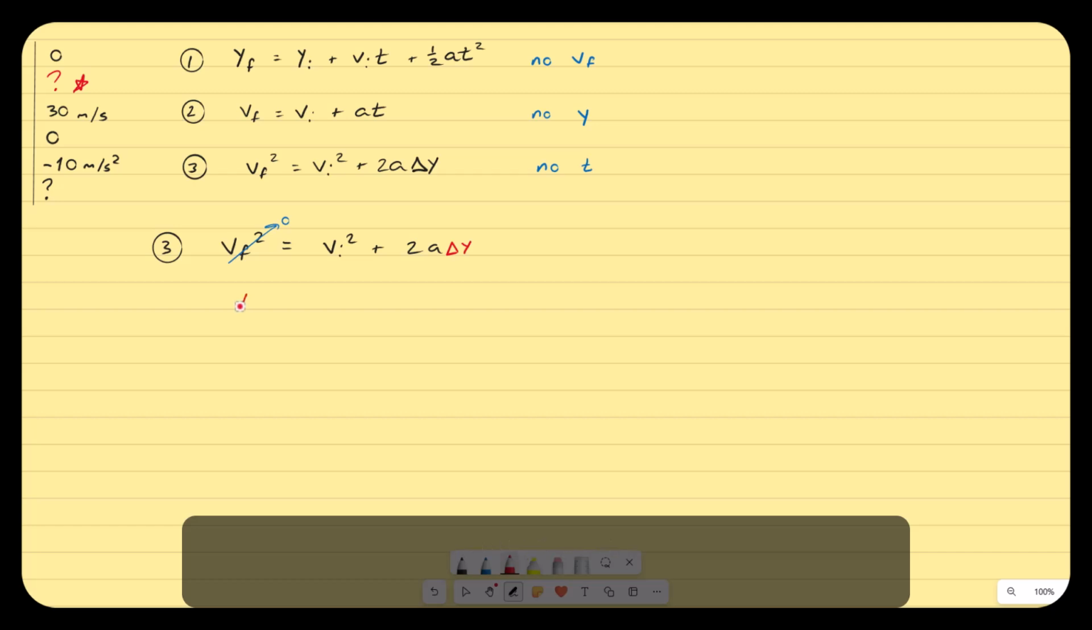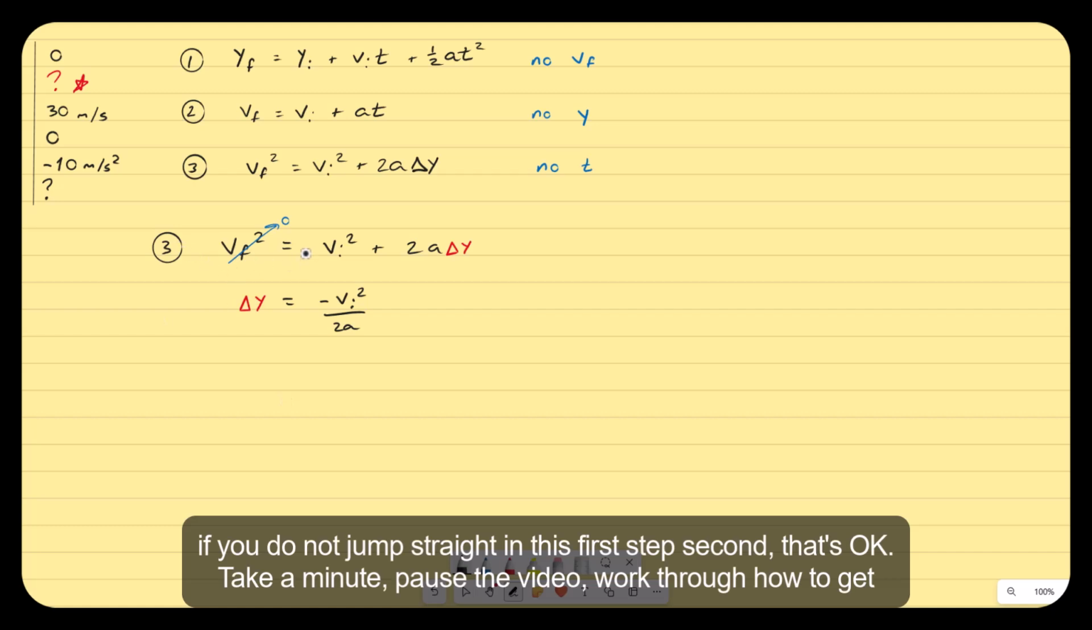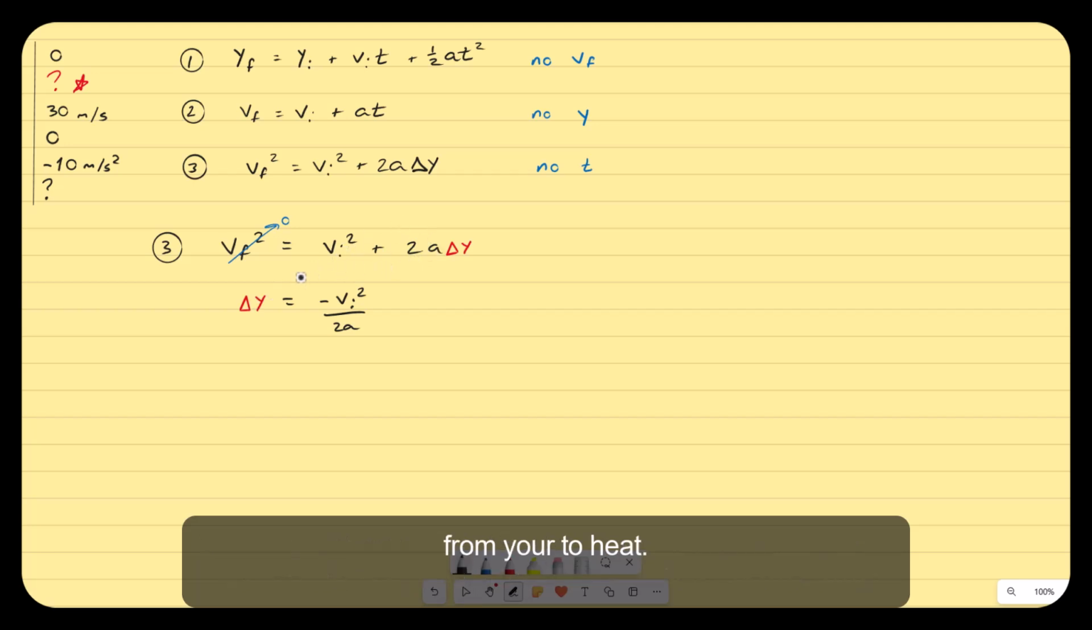So I can solve. I'm going to get delta y equals negative V initial squared over 2a. If you do not jump straight from this first step to the second, that's okay. Take a minute, pause the video, work through how to get from here to here.